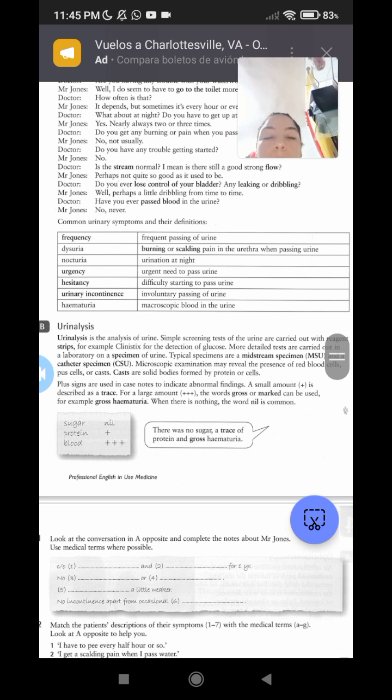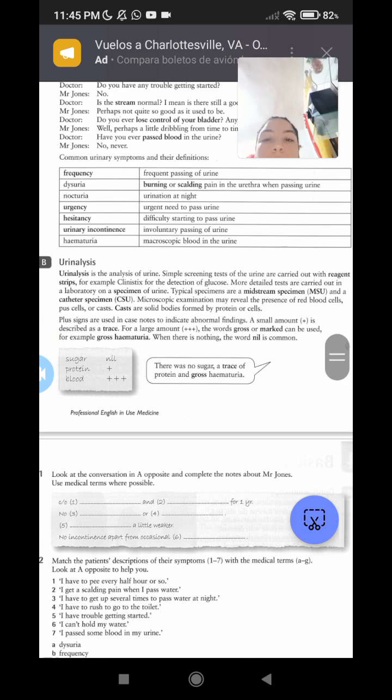Common urinary symptoms and their definitions. Frequency: frequent passing of urine. Dysuria: burning or scalding pain in the urethra when passing urine. Nocturia: urination at night. Urgency: urgent need to pass urine. Hesitancy: difficulty starting to pass urine. Urinary incontinence: involuntary passing of urine. Hematuria: microscopic blood in the urine.